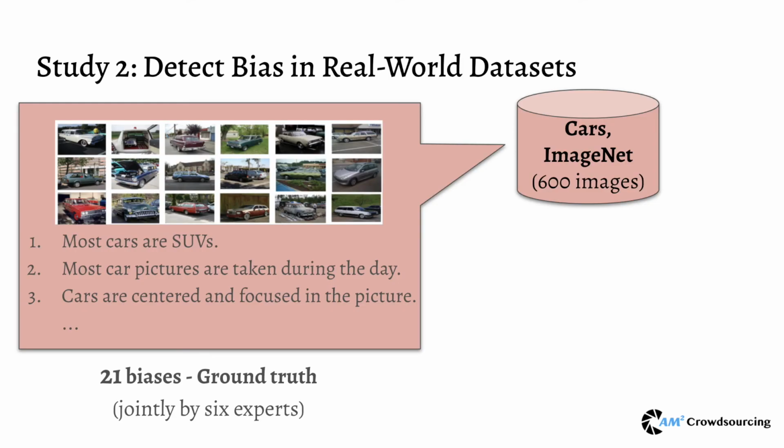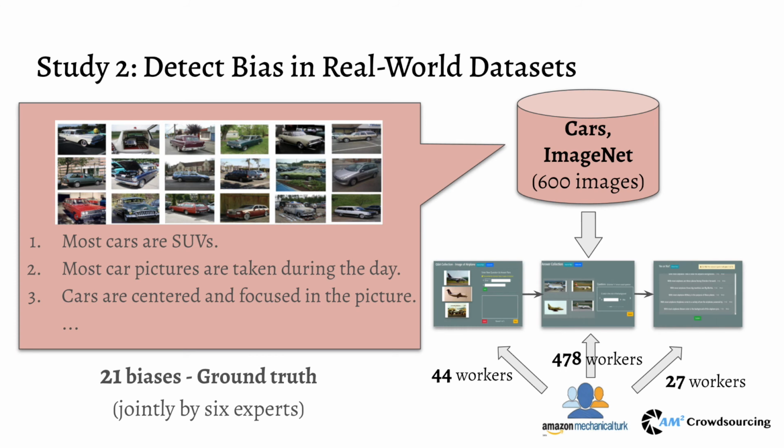To see how well our workflow works on a real-world image dataset, we randomly sampled 600 images from the car class of ImageNet. The ground truth of the experiment was 21 biases detected by 6 experts jointly. These experts are researchers who have at least 2 years of experience in computer vision related research. Then, same as Study 1, we released the tasks on Amazon Mechanical Turk for each step with different groups of crowds.